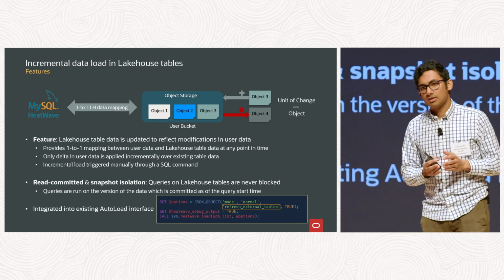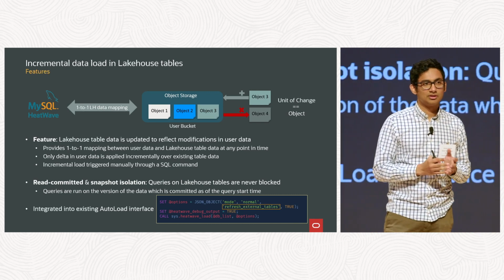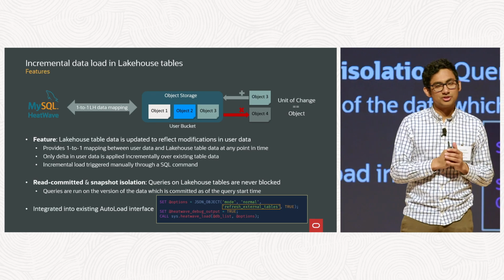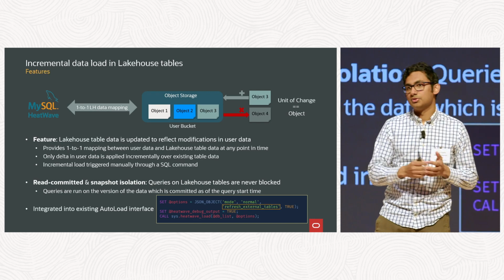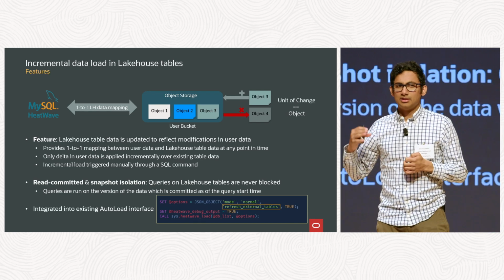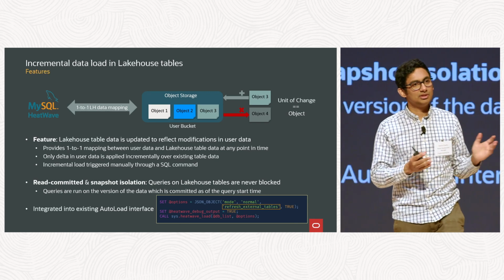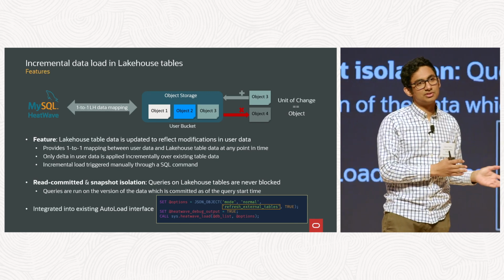Here the unit of change for data present in a Lakehouse table is one object. So an object could be added, an object could be deleted, or it could be updated. And if you are aware of how object store works, an update of an object can be modeled very simply as a deletion followed by an addition.